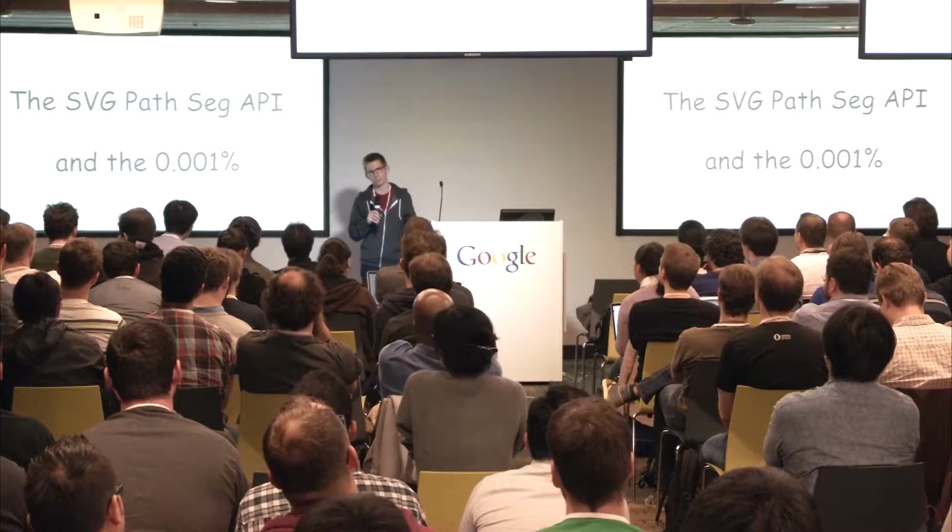The SVG PathSeg API, you've probably never heard of this, and after this talk, you probably never will. This was an API added a long time ago to the SVG spec. It's really a poorly written API. It was for a different time. It's basically a way to take a list and serialize it, and keep the serialized version and the list version synced, both directions. Just a crazy idea.